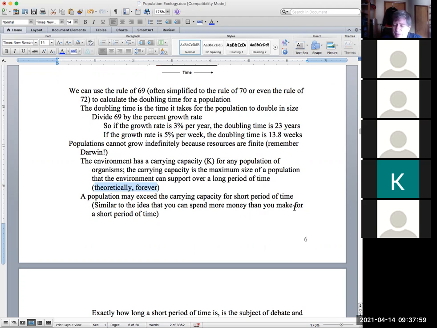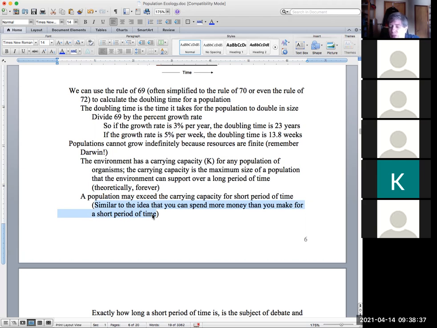Because if you study something for 2 years, there's a problem. When we look at a population, it can exceed the carrying capacity for a short period of time. And the example I give is, you can spend more money than you make for a short period of time. But at some point, those credit card bills start coming due, your creditors start harassing you, you can't continue to do this forever.